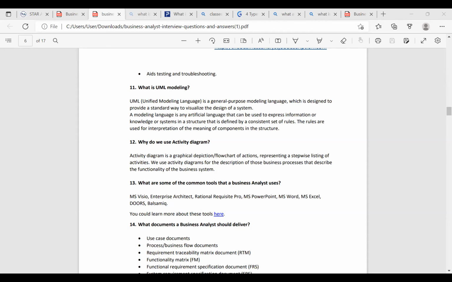Okay, can you go to question number one? Let's start from the top. Okay. So question one says, as a business analyst, when you are new to the business domain, what would be your approach to understand the domain?